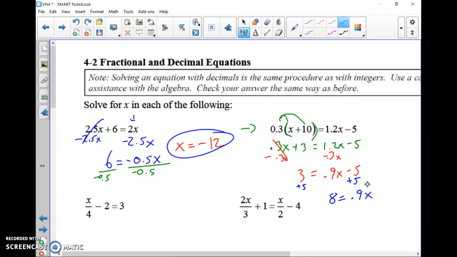0.9x. Now, even I'm not going to want to do a division by 0.9 in my head.